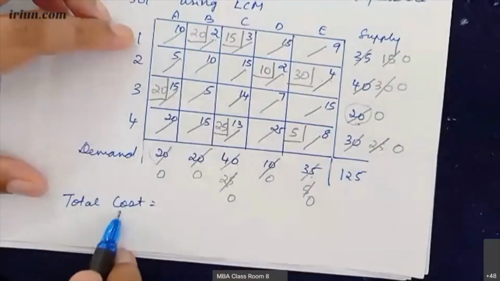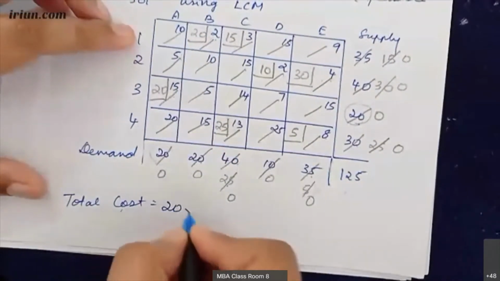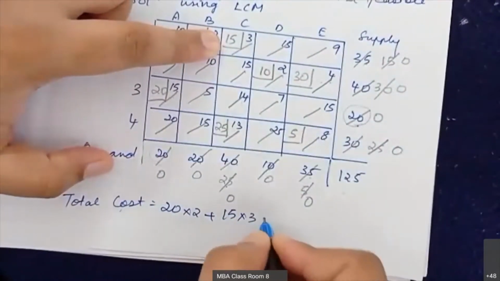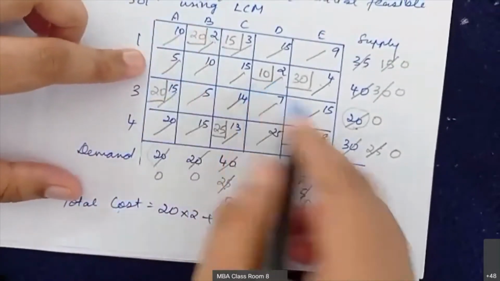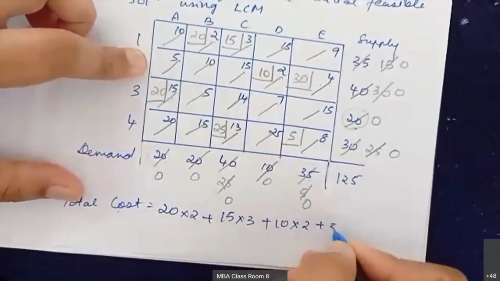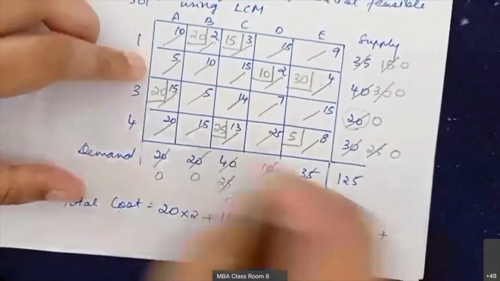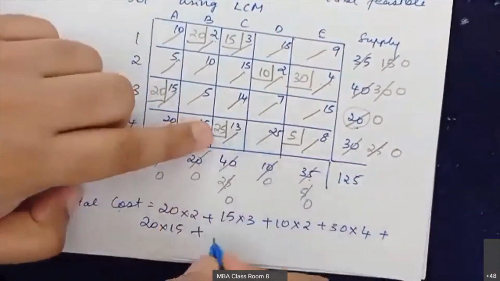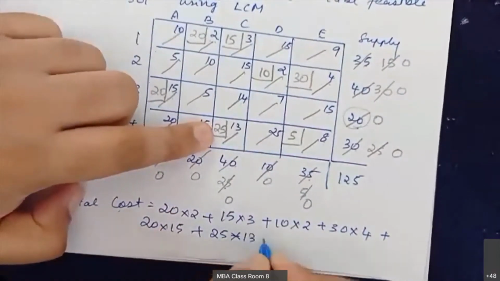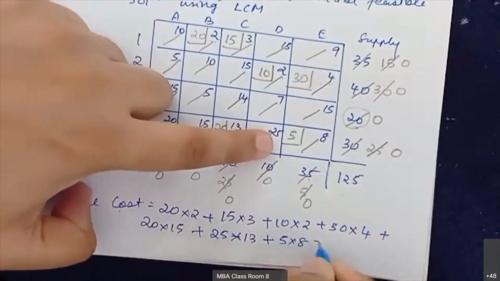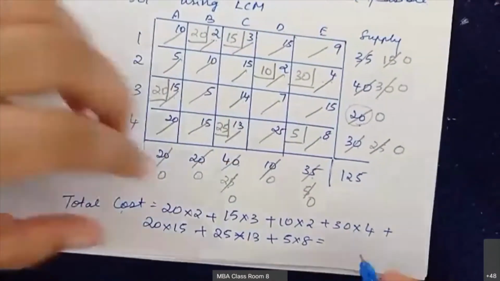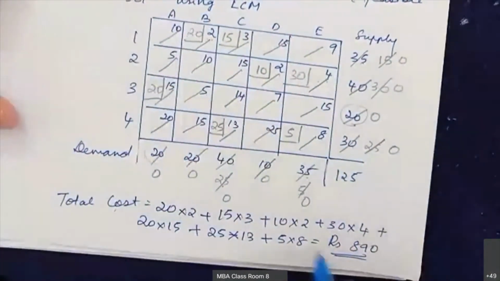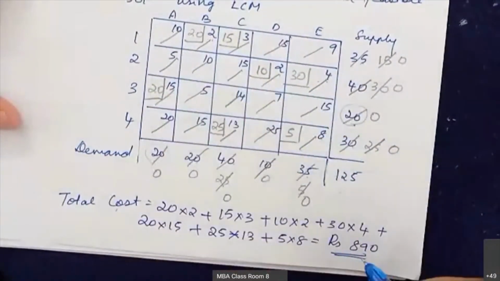So we'll take the total cost here. 20 into 2 plus next one 15 into 3 plus we have 10 into 2 plus 30 into 4 plus 20 into 15 plus 25 into 13 plus 5 into 8. We will get the total cost as ₹890. So through this method, we are getting a total cost of ₹890.